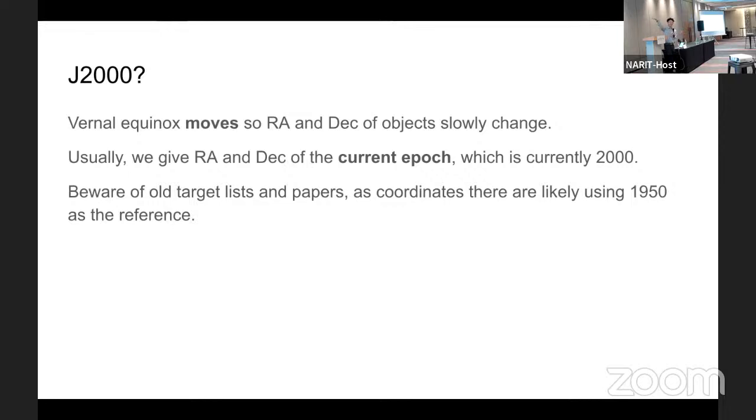The current epoch we're using is 2000. We are marching forward to 2050, which is a horrifying thing to think about. But if you have a target list, catalog, or anything older than 2000, beware, because the coordinates on there could be from 1950, and they're very different.